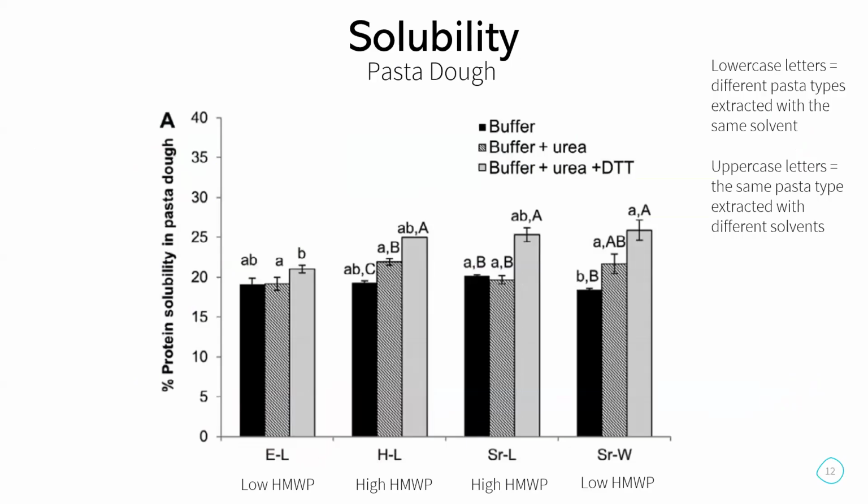So moving on to the results, for the solubility, it was first determined on the raw pasta dough. They did it on the raw pasta dough, the sheeted pasta after it was shaped, and also on the cooked sample. This one is just on the dough, and that's why the commercial samples aren't here, because those were purchased after they were already made into pasta shapes. Looking at the first, which is just the buffer, the solubility was relatively the same for all of the samples.